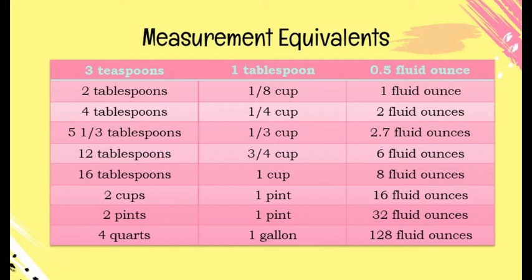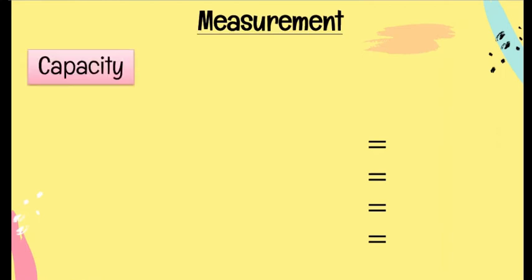Measurement equivalent. Here in this table, you will see the equivalent amount of ingredient from teaspoon to tablespoon to fluid ounce, as well as cup to pint to fluid ounce, quarts to gallon to fluid ounce.